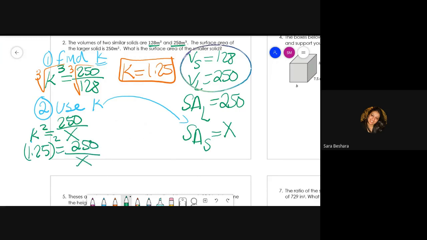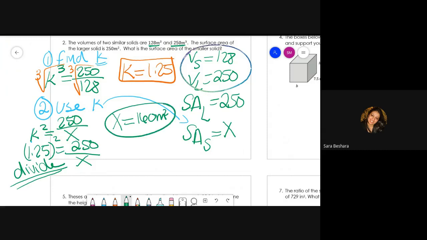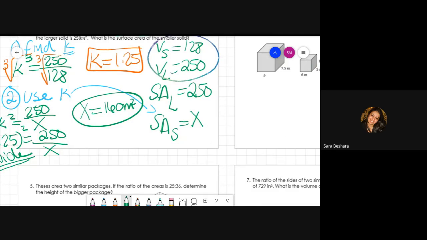When x is on the bottom, we divide. So x is 250 divided by 1.25 squared. The answer should roughly be 160 meters squared. Okay? All right. Moving on. Next problem.